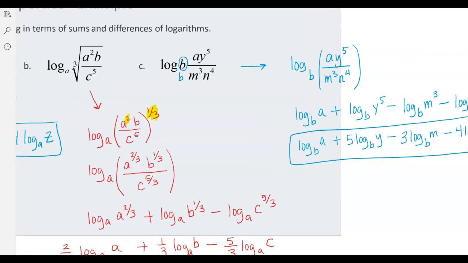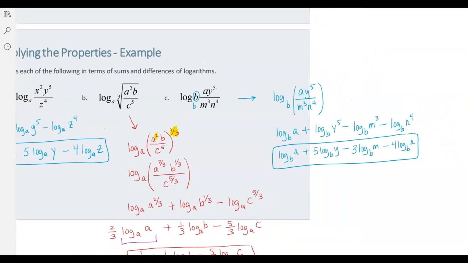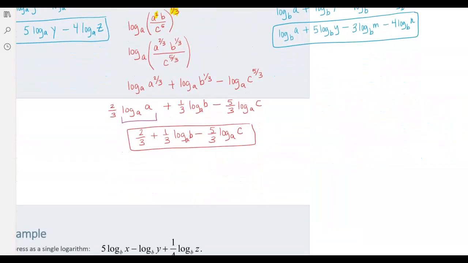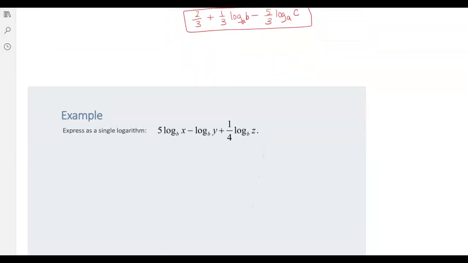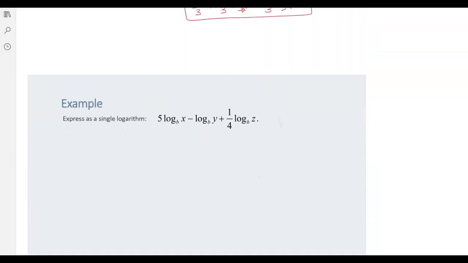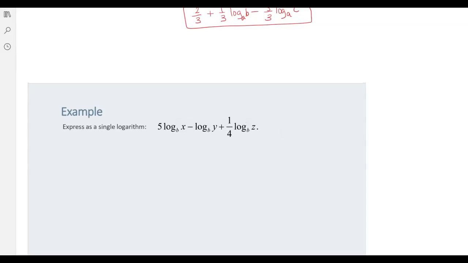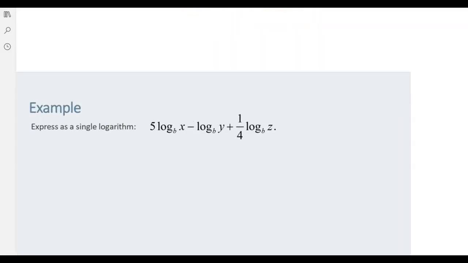So again, this is how we use the 3 laws to expand different logs. Most of the time, though, we actually go in the opposite direction, where we are compressing all of the items and putting them together in a single log so that we can change to exponential form. So you're more likely to see something like this.